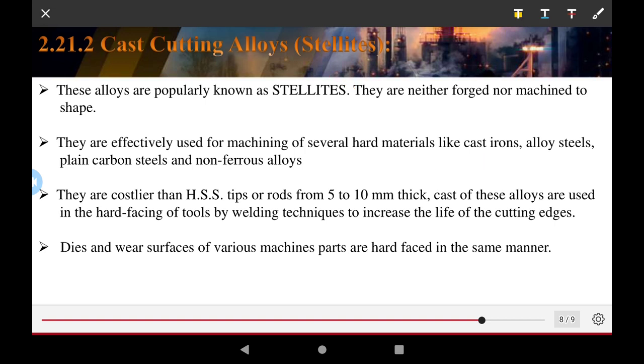They are costlier than high speed steel. Tips are for rods 5 to 10 mm thick. Cast of this alloy are used in hard facing techniques to increase the life of the cutting edge, dies and wear surfaces of wearing machine parts.